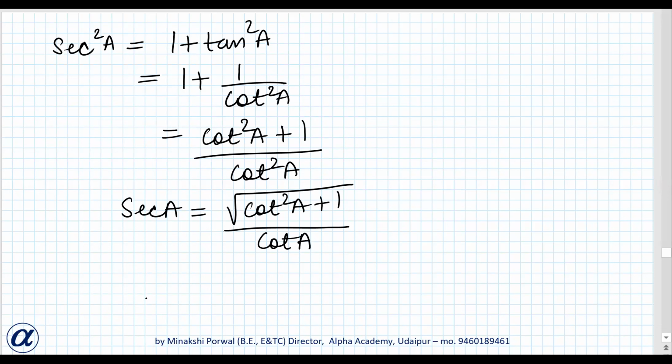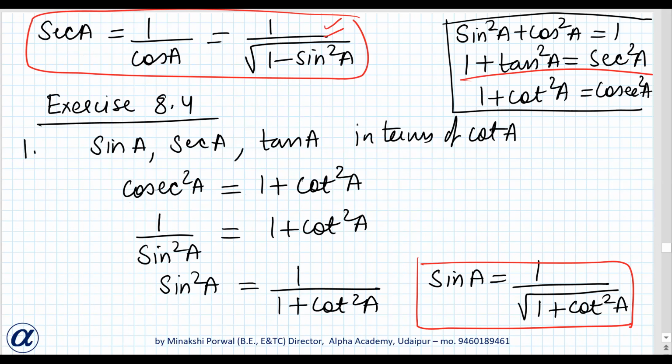Third is tan in terms of cot. Tan is just a reciprocal of cot. So tan A equals 1 upon cot A. Okay, so go through this again. Have a look at it once, think, and then ask me any doubt if you have.